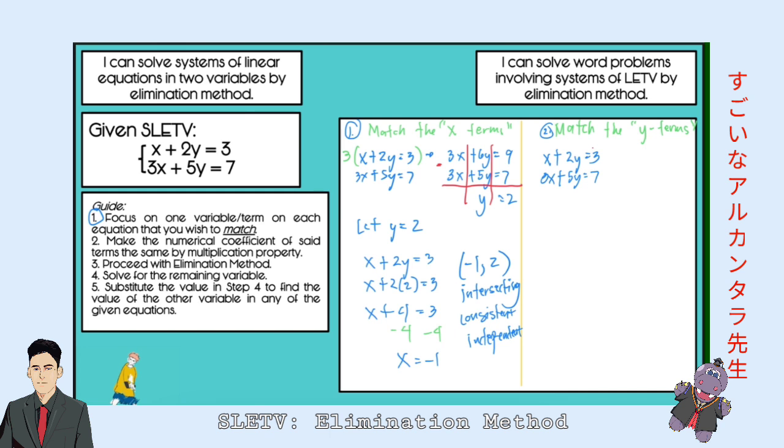So basically for each term, multiply it by what will make it the same. So for the first equation, I'll multiply this by 5 so that 5 times 2y will result to 10y. Then here, the second one, I'll multiply by 2. So 2 times 5y will result to 10y. So we'll have 5x plus 10y equal to 15.